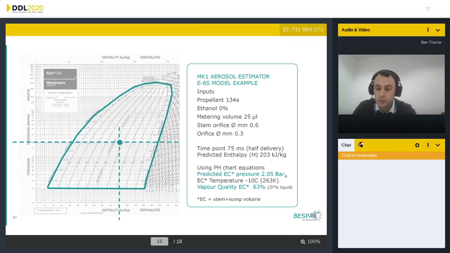So from the chart, we can see that the vapor fraction, 75 milliseconds into discharge from a 25 microliter device with just the propellant-only formulation, is 63% by volume. So we then convert that into a mass basis for the next stage.